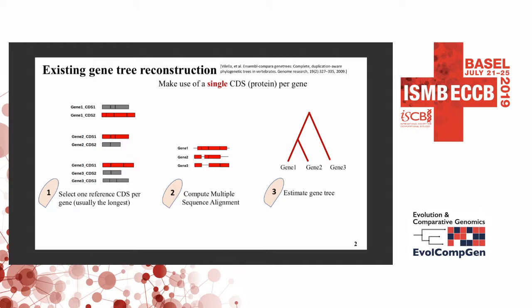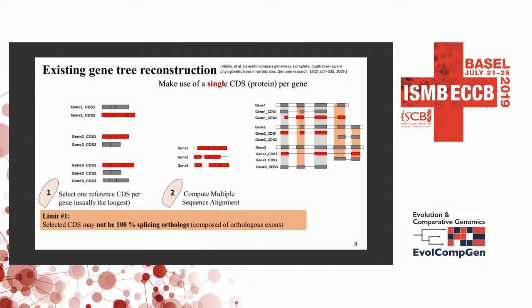Here, for example, as you see, we have a CDS product for 3 genes, and the longest ones are put in red. Second, they compute the multiple sequence alignment from the chosen CDS, and finally they estimate their gene tree. But this approach has some limits.